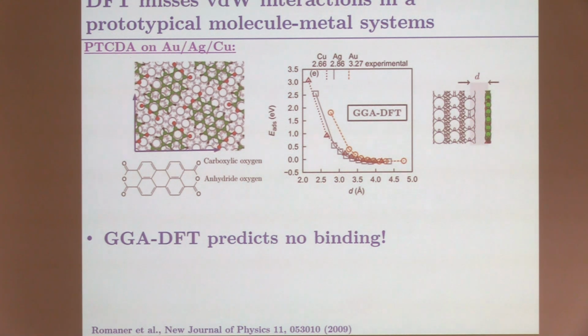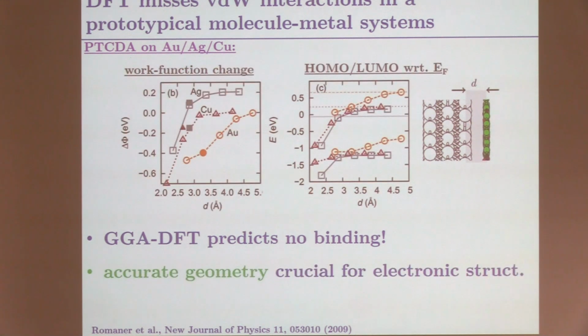Now, this is frustrating because many people have studied PTCDA on noble metal surfaces, and so the theory does not predict it to actually exist, which is really troubling. Now, this is also important if we would like to take that geometry that we find in the theory and calculate other properties. I'll be focusing on 2 properties, the work function modification.